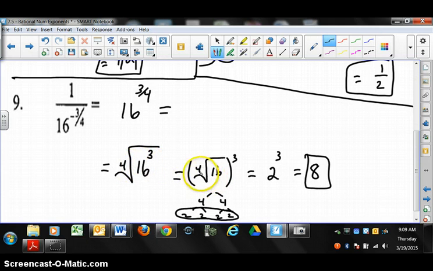So I then rewrote it as the 4th root of 16, quantity cubed, because I know the 4th root of 16, and if you don't yet, you should start to figure it out. 16 does break into 4 times 4, which is 2 times 2 times 2 times 2, so 16 is really 2 to the 4th power. The 4th root of 2 to the 4th is 2, and then I have that cubed. 2 cubed is 8, and that is how I got 8.